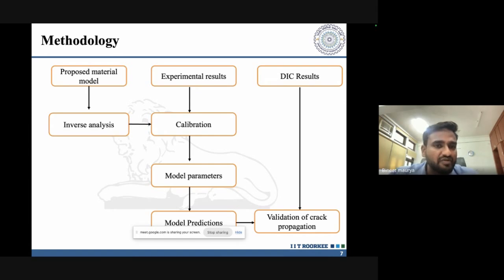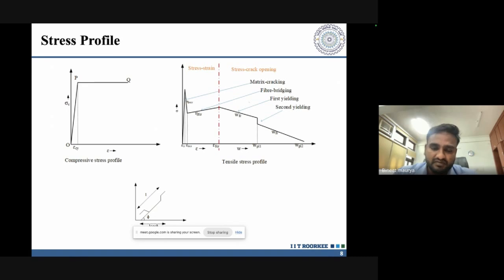Whatever the load-CMOD behavior we have obtained from the model has been calibrated with the experimental result. Later on, whatever model parameters have been derived have been used to calculate the crack propagation with the crack opening. And later on, it has been validated with the DIC results. So this is how the work has been carried out.